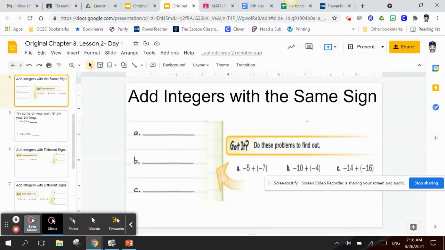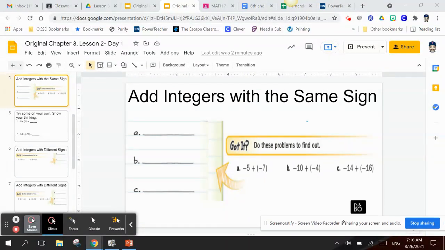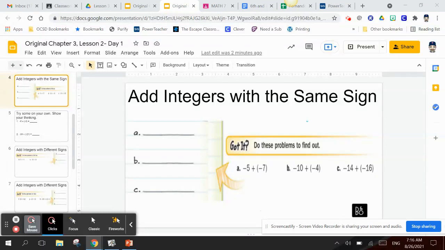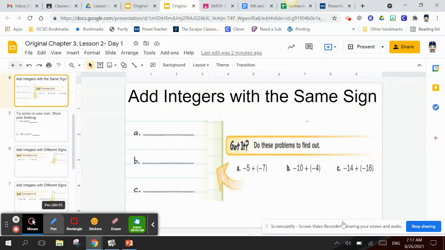So let's add some integers with the same signs. We can do this by looking at the two numbers and adding those together if they have the same sign. So since these both have the same sign, they're both negative, what is 5 plus 7? 5 plus 7 is 12. They both have a negative sign, so the negative sign is in front.